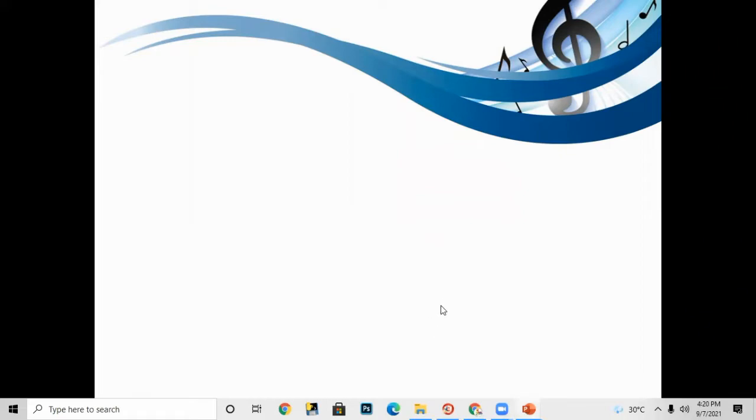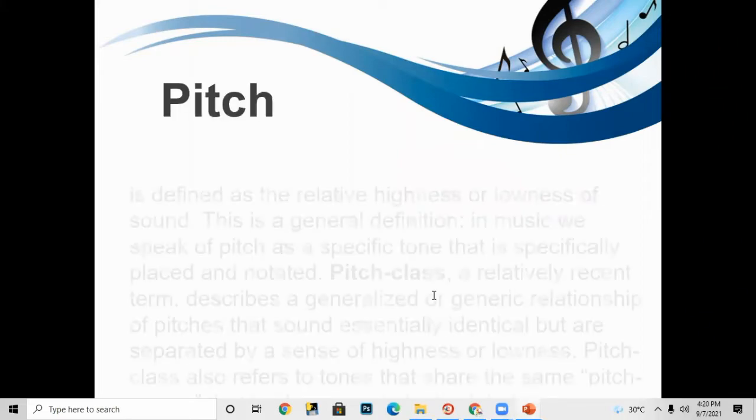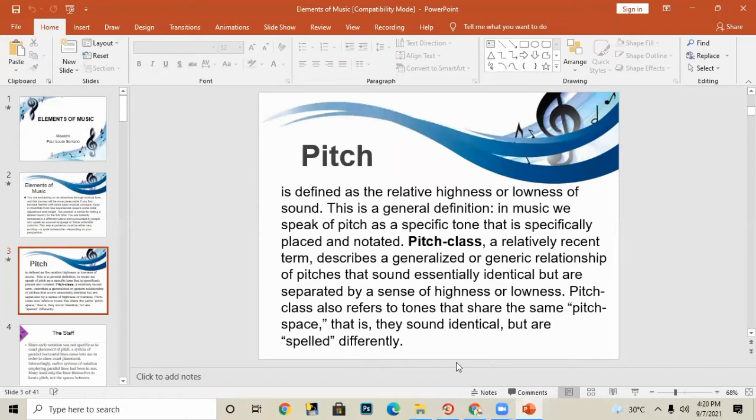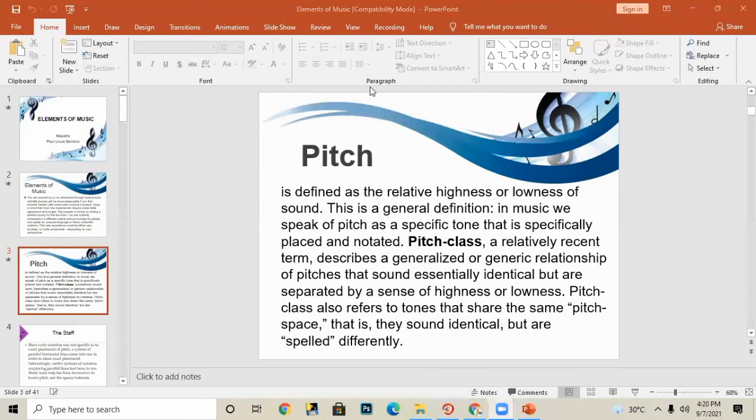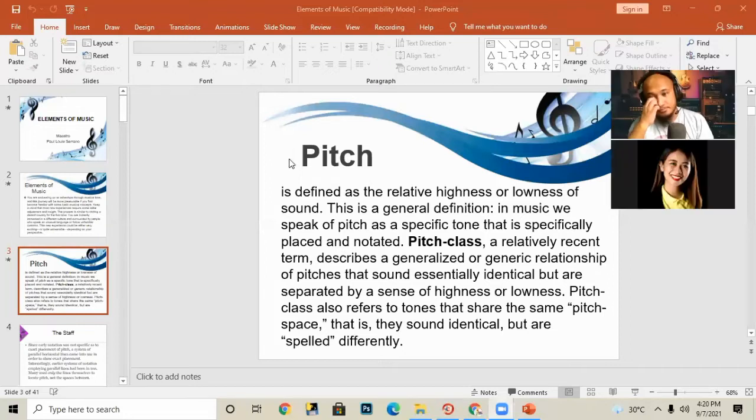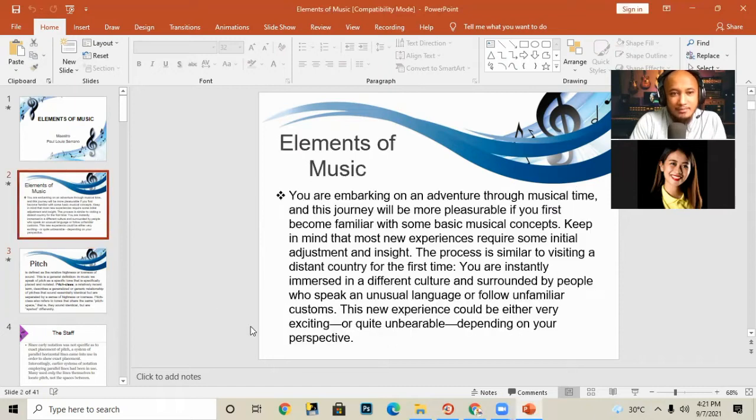Wait lang, parang hindi ko nakikita yung sarili ko. Saglit lang. How comes, parang hindi ko nakikita yung sarili ko. Ayun, there you go. So we're back.